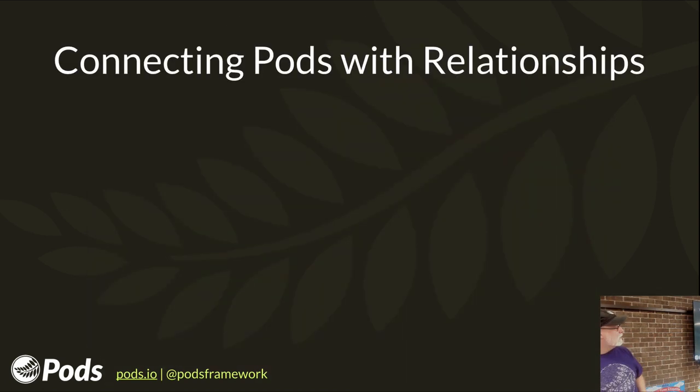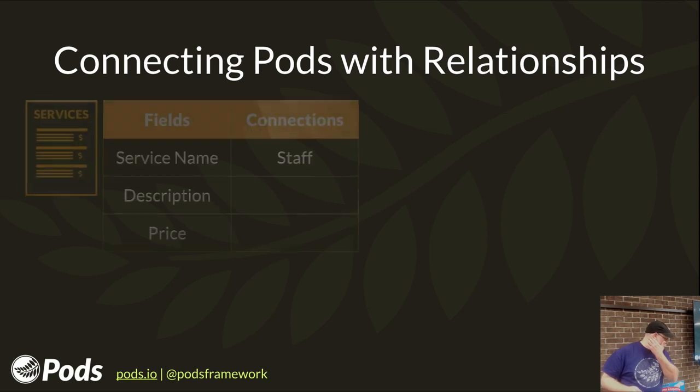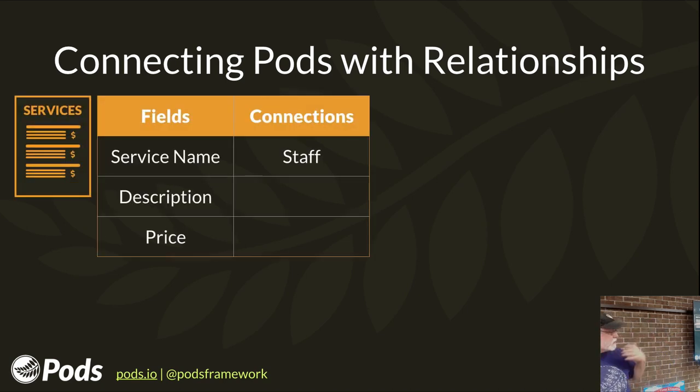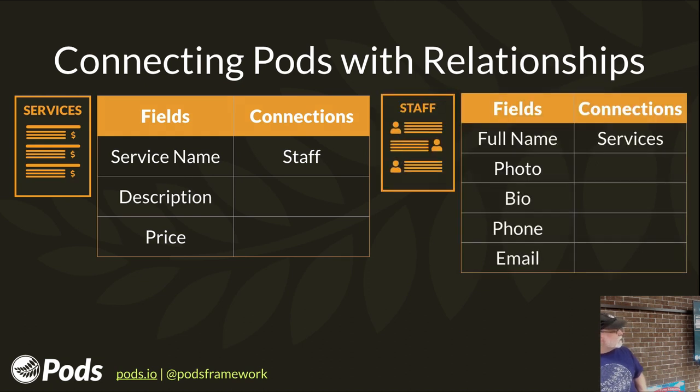So now we're going to talk about relationships, or connecting pods with relationships. Let's start with our staff and services. Based on the wireframe, we want to show a service list and show which staff members perform those services. So on our staff biography, we want to show what services the staff member performs. So we want to add a related services field to staff. And each staff member can do multiple services, so that's going to be a multiple selection. And on the service side of the equation, multiple staff members can do multiple services. So again, you're going to be doing a multiple connection there.